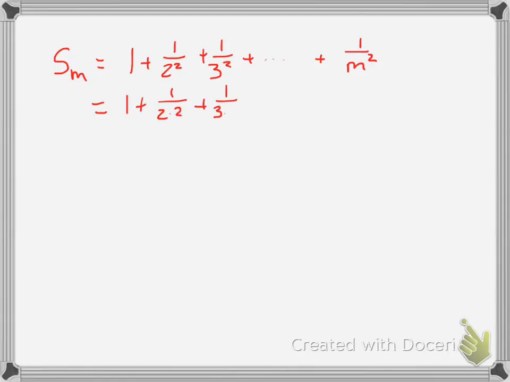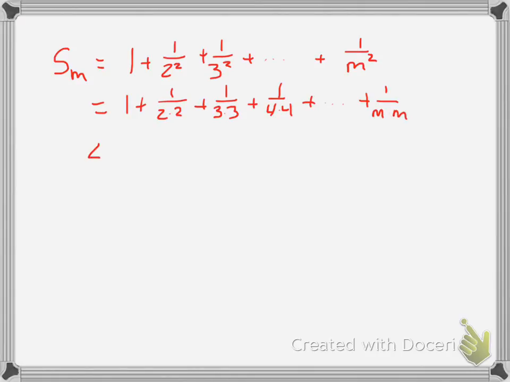So let's look at Sm. Remember that was 1 plus 1 over 2 squared plus 1 over 3 squared, and that will go up until we get to 1 over m squared. And what I'm going to do is this. Let's write this out just a little bit. This would be 1 over 2 times 2 plus 1 over 3 times 3 plus 1 over 4 times 4, all the way up until 1 over m times m.